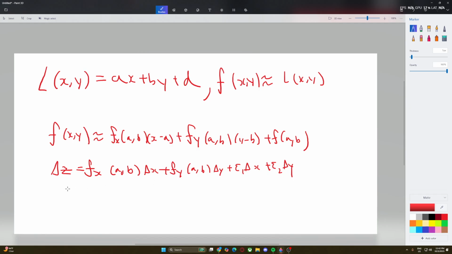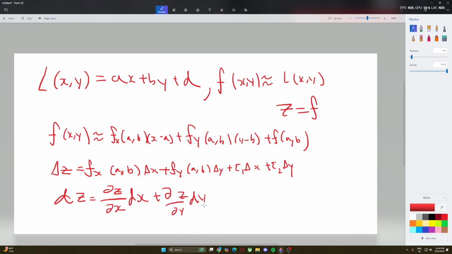So the differential dz is equal to the partial derivative of z, which is f, by the way, partial x dx plus partial z partial y dy. Now, how is this important?